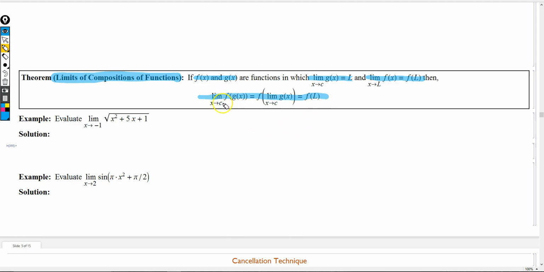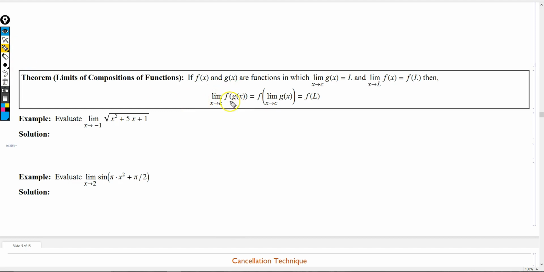Okay, so what this is saying basically is you can take the limit here and put it inside of the f and put it against the g, and then this part is just L. You get back f of L. All right. Now this makes sense. Let me just say this.